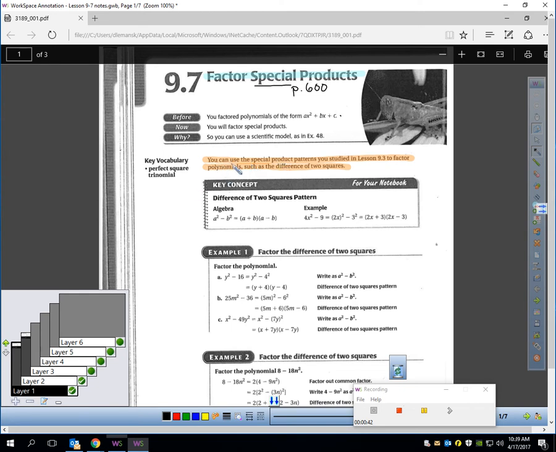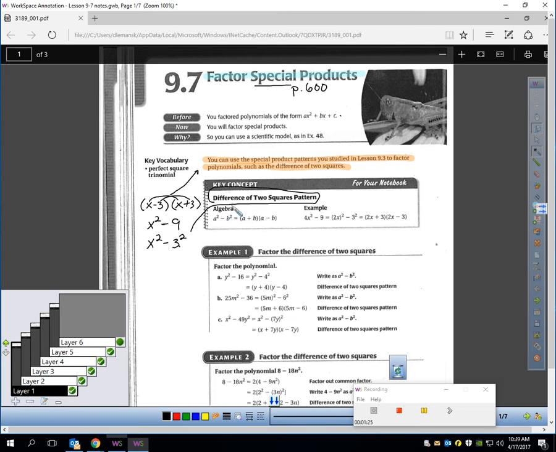The first special product, you studied in lesson 9.3, is to factor polynomials such as the difference of two squares. Working backwards, you learned in 9.3 that if you had the sum and difference of the same binomial, there was a two-step shortcut. You could take x times x and negative 3 times 3, and you got x squared minus 9. I want you to notice this is the difference of two squares, x squared and 3 squared. So this is a shortcut.